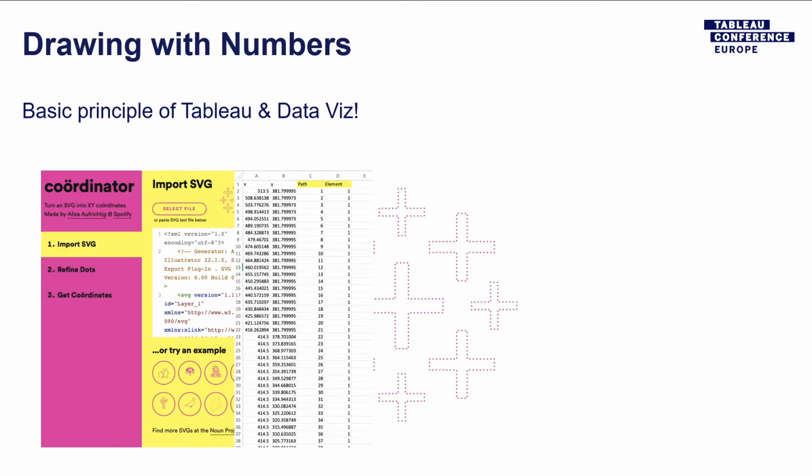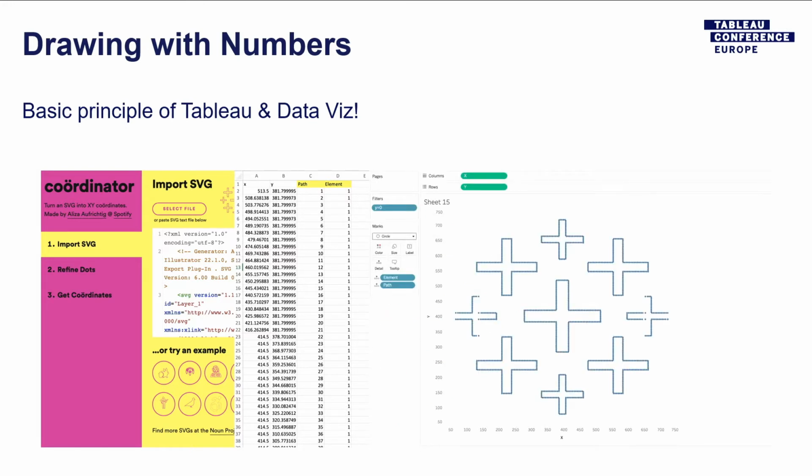We have an X and a Y, and you then have to add manually a point order to tell Tableau how to connect the points, and another column to identify the different objects in your image. I've called it element here. And then you're ready to viz. For some reason the tool didn't give me all dots, so I had to add some manually, but that wasn't a big deal.